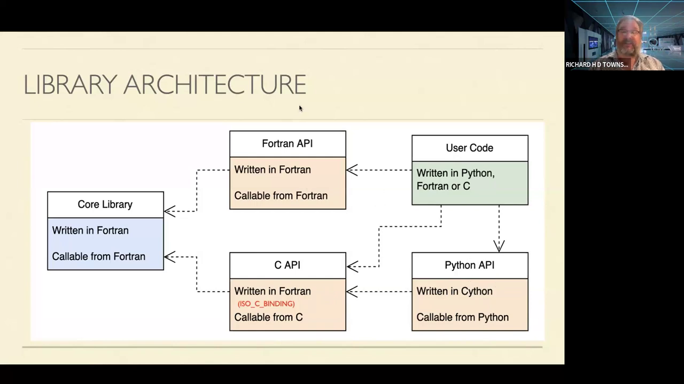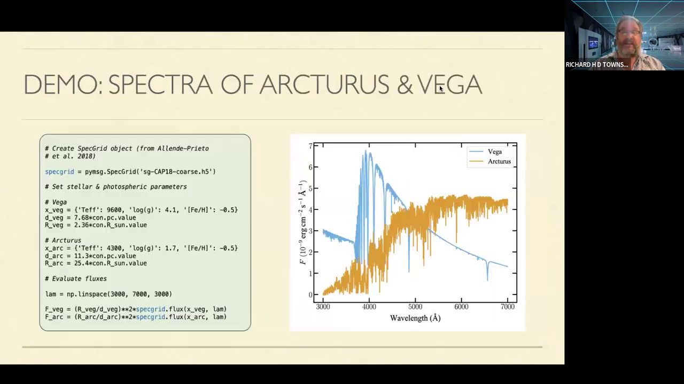And the examples I'm going to show you in a moment showcase a few applications of the Python API to highlight how the interface is relatively straightforward to use. It's kind of object-oriented, so it's not too difficult to get your head around. So this first example is calculating just observed flux spectra for Arcturus and Vega.